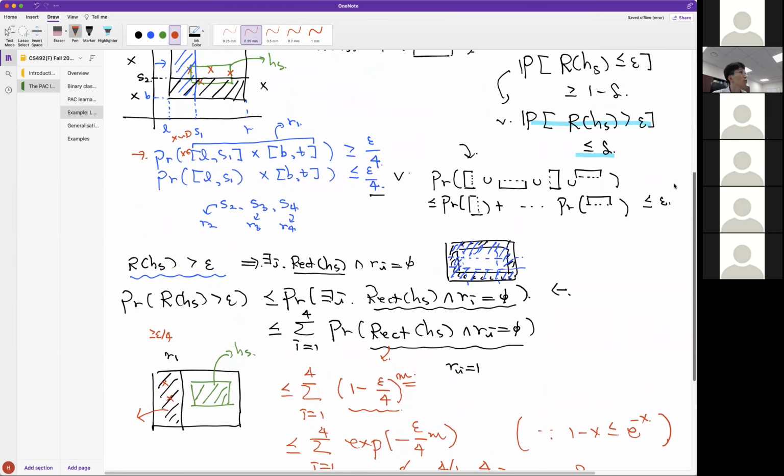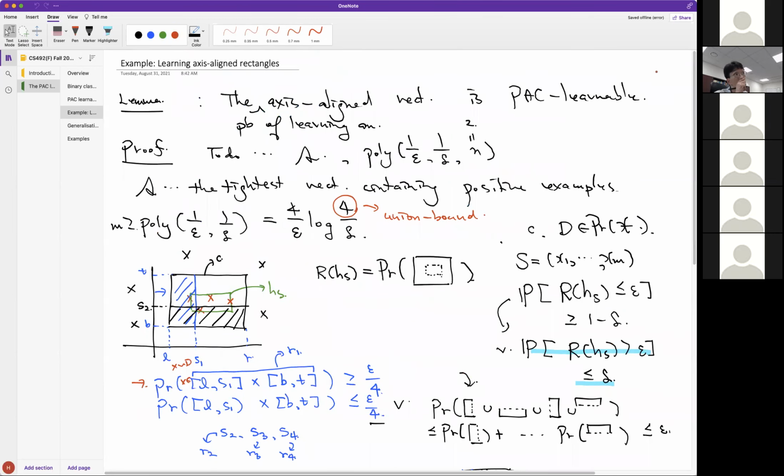So this shows this specific problem is PAC-learnable. Although the explanation that I gave you is a bit complicated, it's actually quite simple. Just divide each side into 4 different parts, and then that will give us the bound that shows what's required in the definition of PAC-learnability.